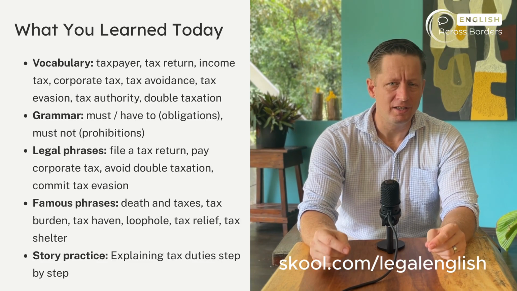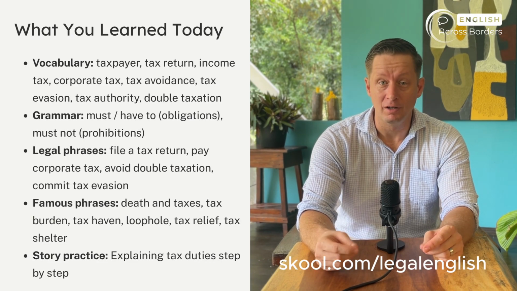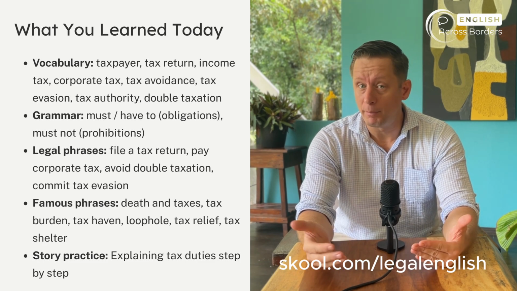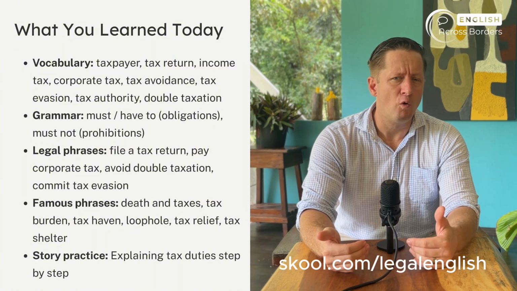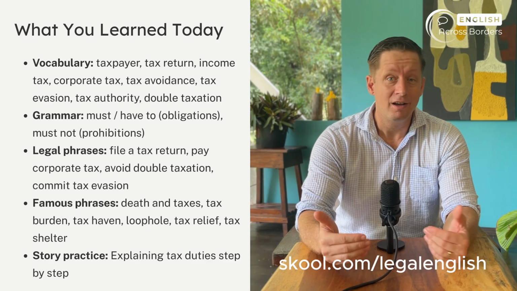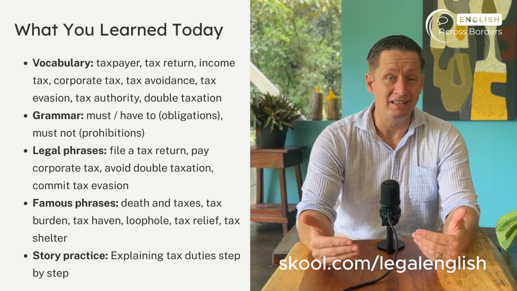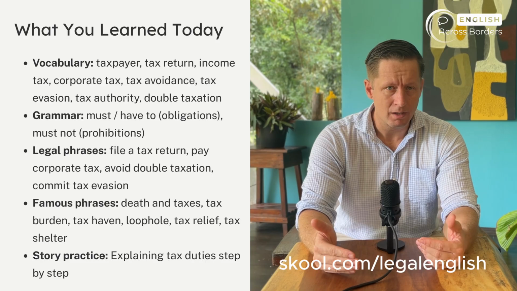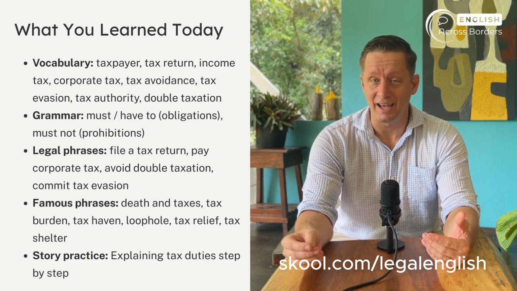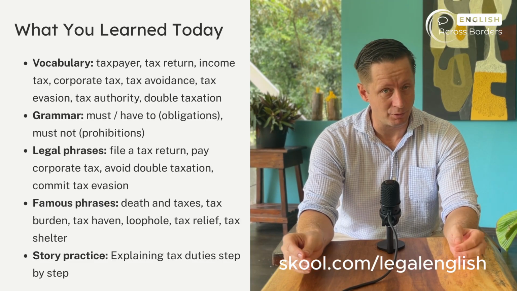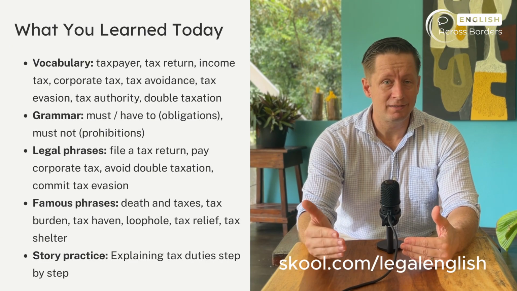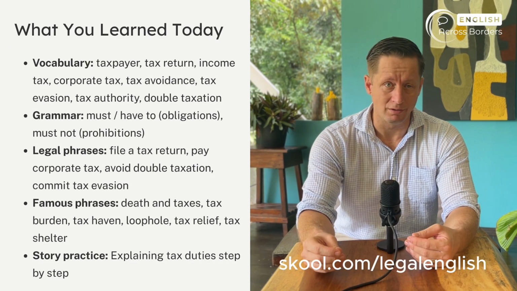Third, we worked with legal phrases. File a tax return: submit the official tax form. Pay corporate tax: fulfill the company's obligation on profits. Avoid double taxation: using treaties to prevent being taxed twice. Commit tax evasion: illegal actions to avoid taxes. Fourth, we looked at famous phrases. Nothing is certain except death and taxes. Taxes are inevitable. Tax burden, tax haven, loophole, tax relief, tax shelter, all common expressions.